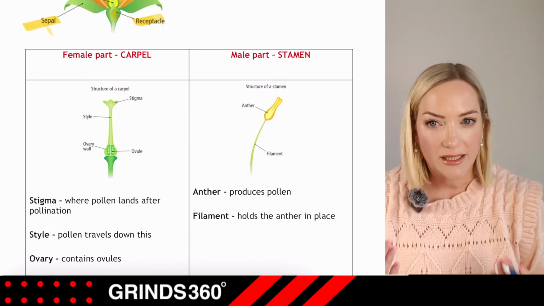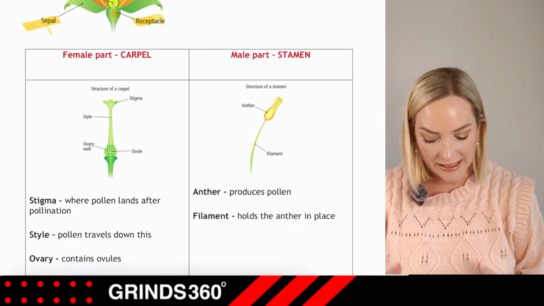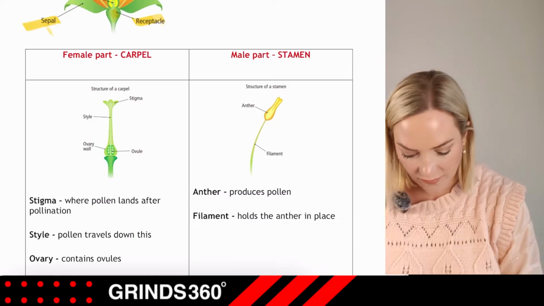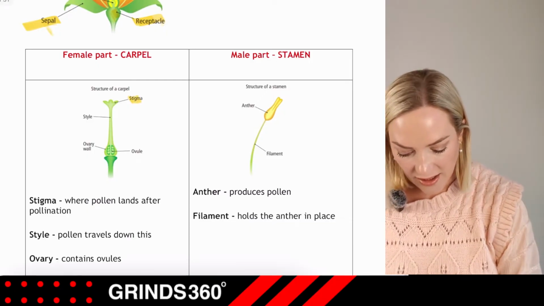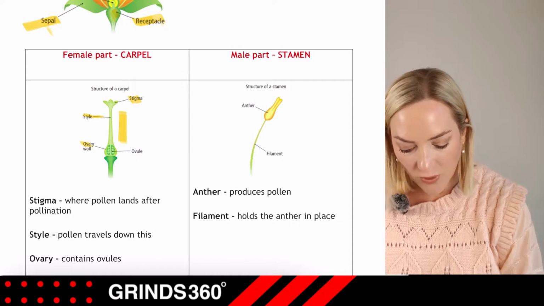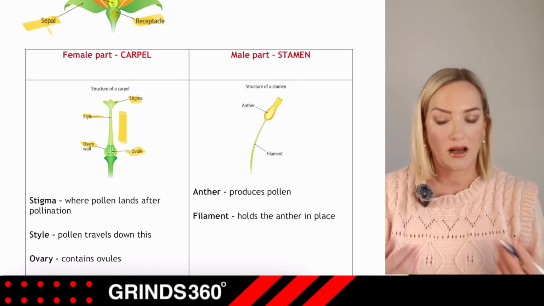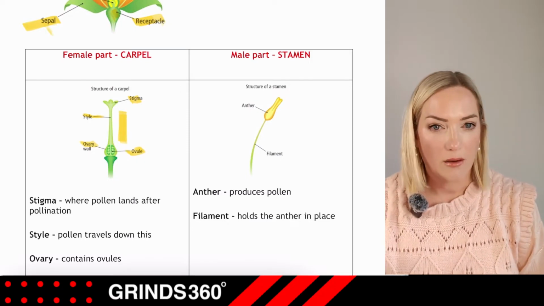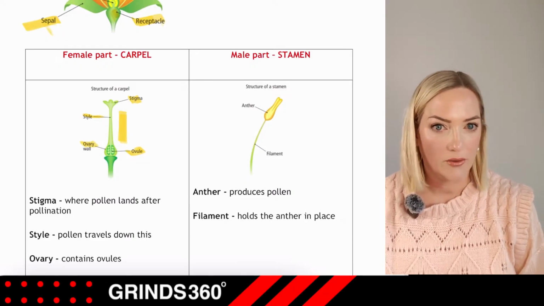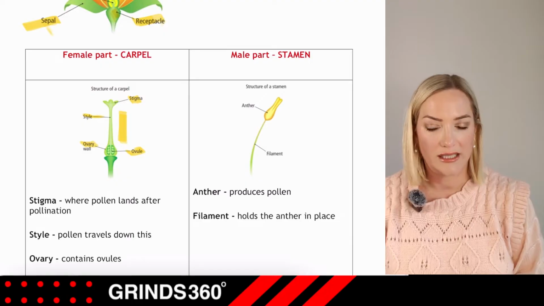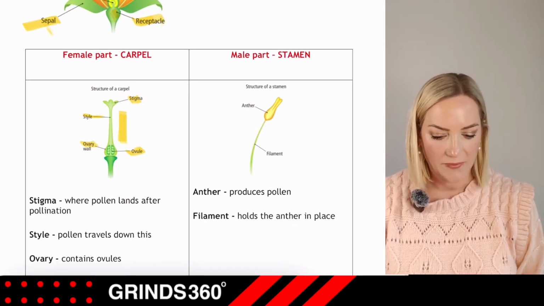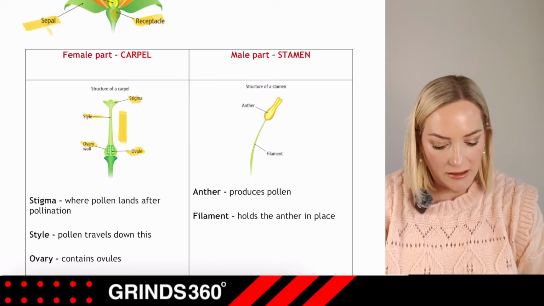So here we have the female part of the plant. The female part of the plant is called your carpel. Your carpel consists of your stigma at the top, your style all the way down here, and then our ovary. And within your ovary, you have your ovules. Your stigma is where our pollen is going to land for pollination. Your style is where your pollen is going to travel down, and then your ovary contains the ovules where double fertilization will take place.